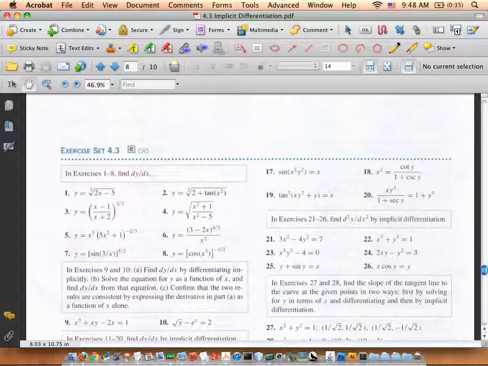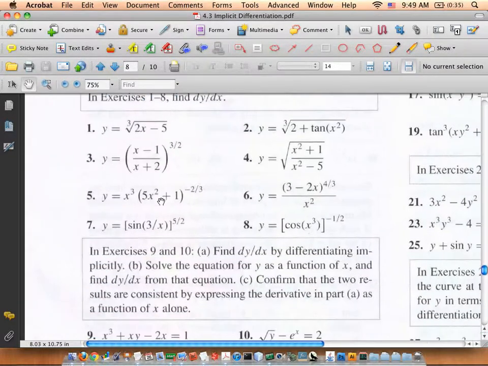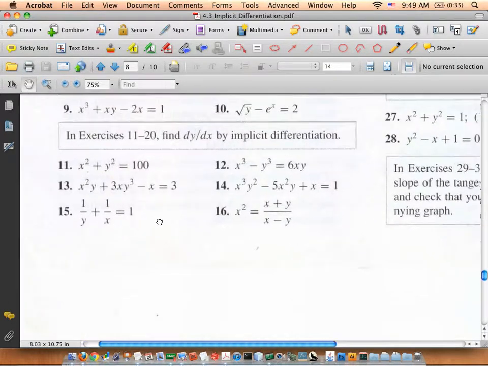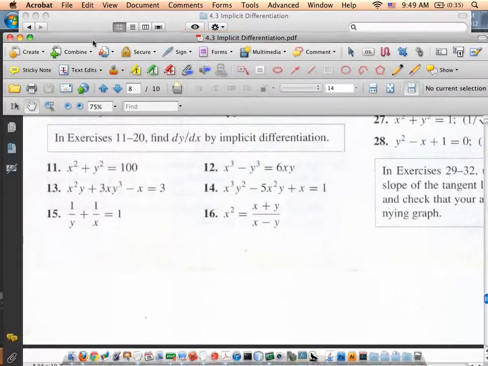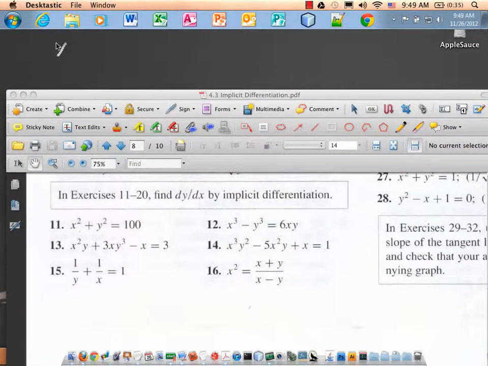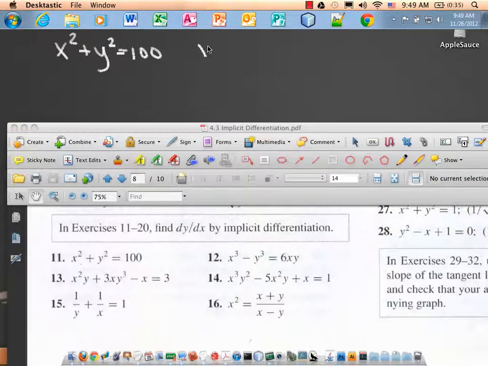Okay. And let's go ahead and go straight to these guys right here. So let's go ahead and do number 11. X squared plus y squared equals 100. It says find dy/dx by implicit differentiation. So what we're going to do is assume that y is a function of x. Zach, whenever you see me write this on the board, y arrow y of x, that's what that means. That means y is a function of x.